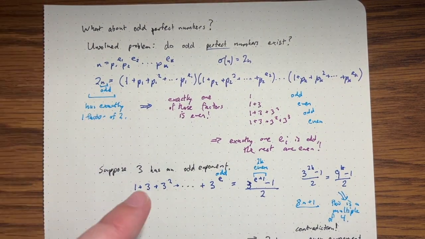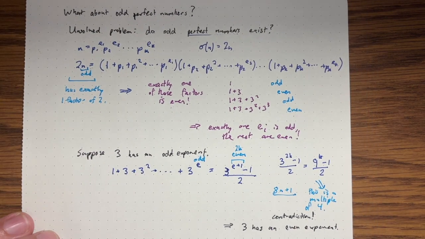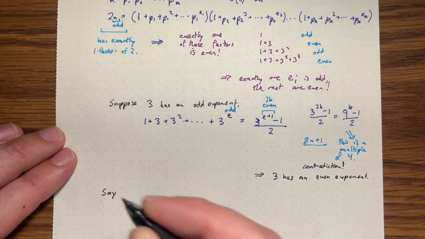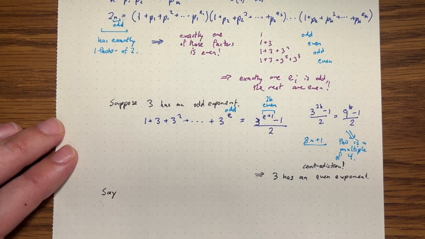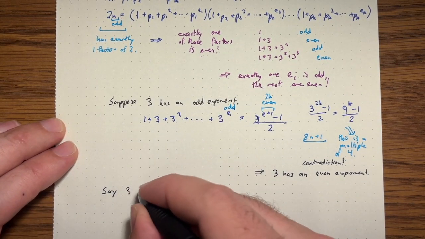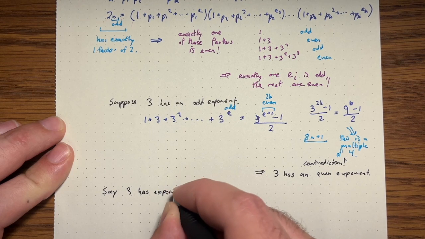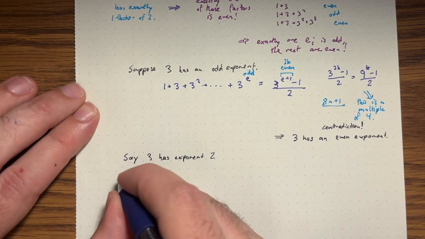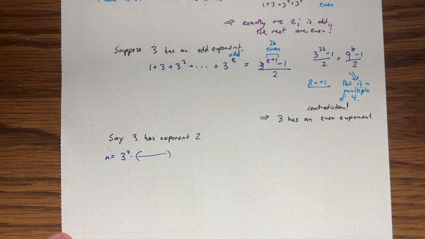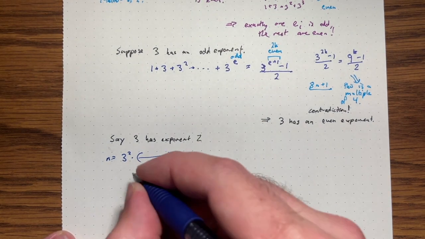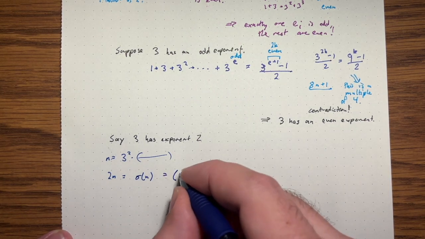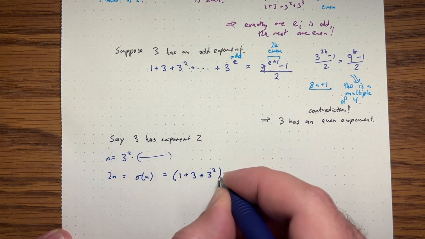If there was an odd perfect number and 3 was a factor at all, it could also have a 0 exponent. But then you can keep going. I'll stop soon. It's just fun to think about this. Say 3 occurs with exponent 2, meaning n is 3 squared times a bunch of other primes. What does that mean? It means sigma of n, which is equal to 2n, by the way, is going to have 1 plus 3 plus 3 squared, and then there'll be more stuff.